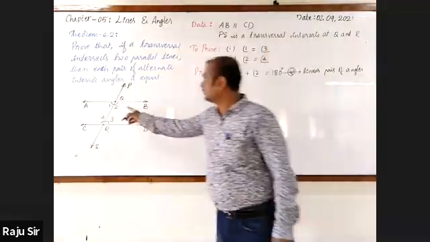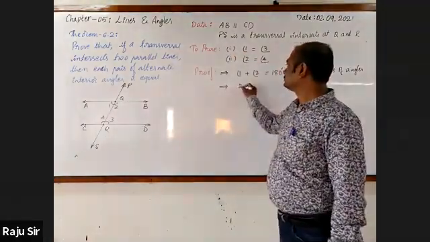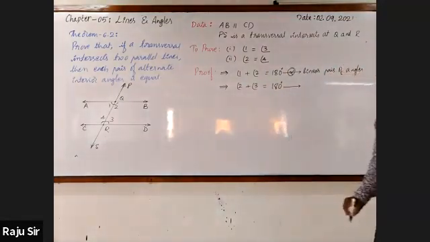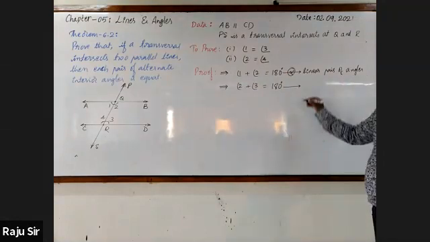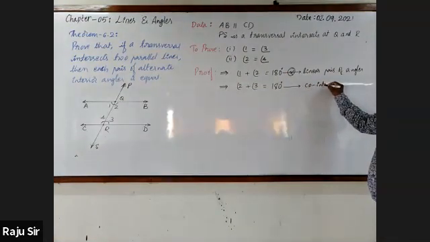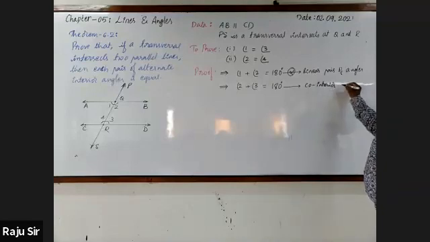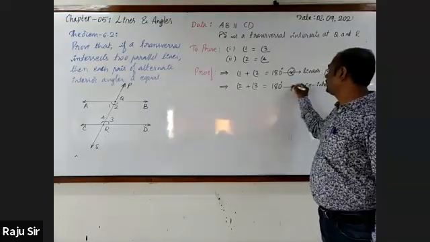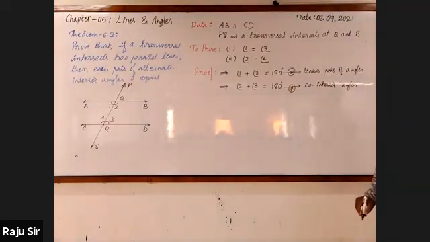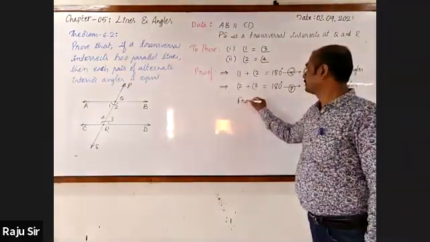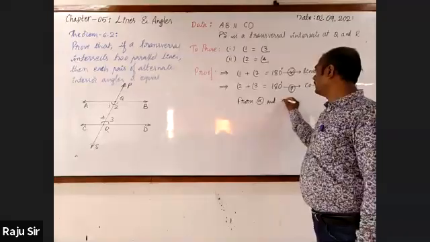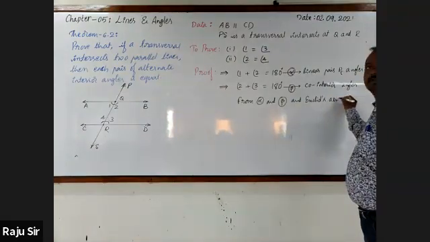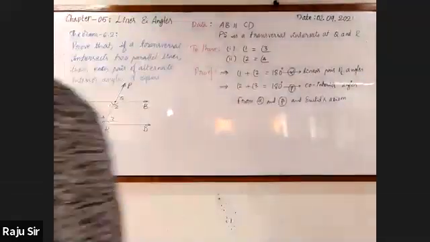Next. What do you say about 2 and 3? 180 degrees. Reason? Co-interior angles. Call it as beta. From alpha and beta and Euclid's axiom. Continue.